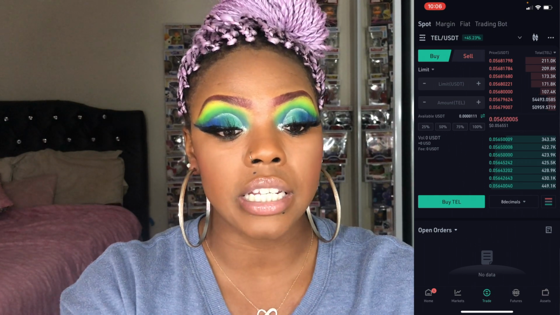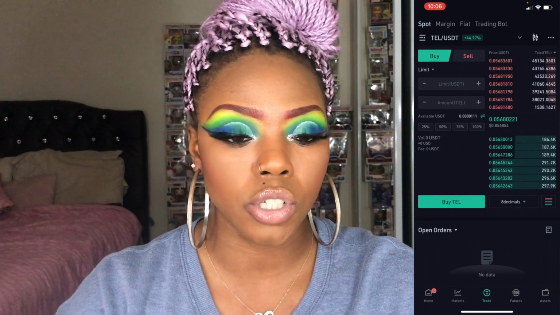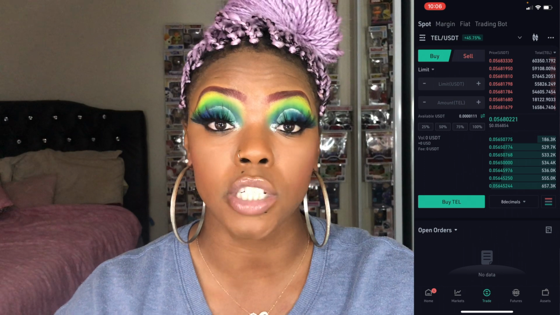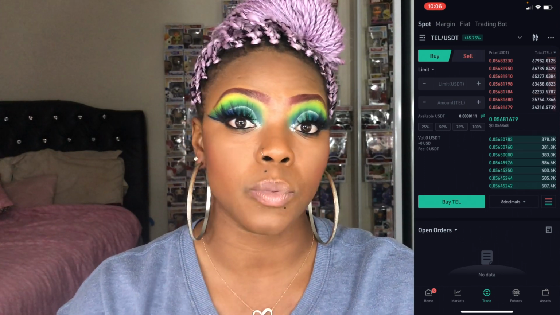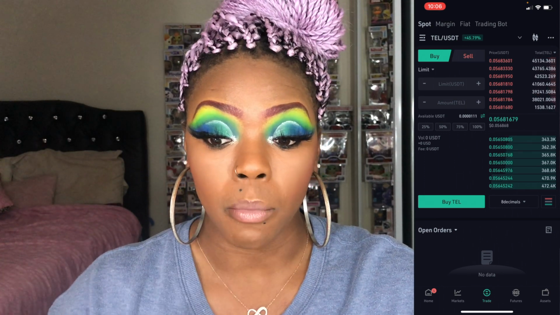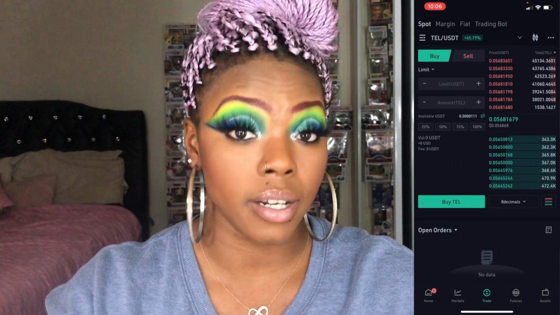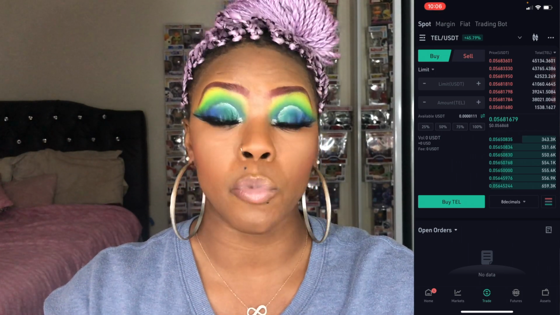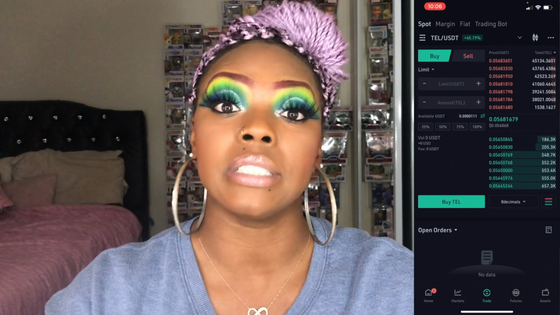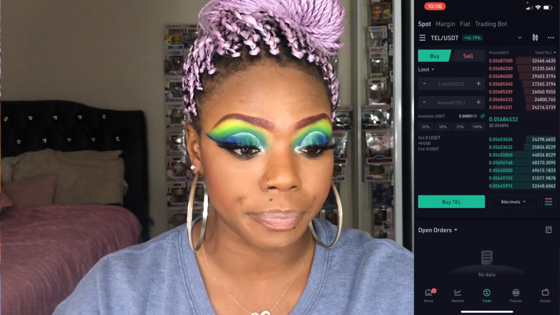Now, when you see this number that's in the middle of both of those two, that's basically the balance between what's being bought versus what's being sold. If more things are being bought, price goes up. If more things are being sold, price goes down. That's basic supply and demand.